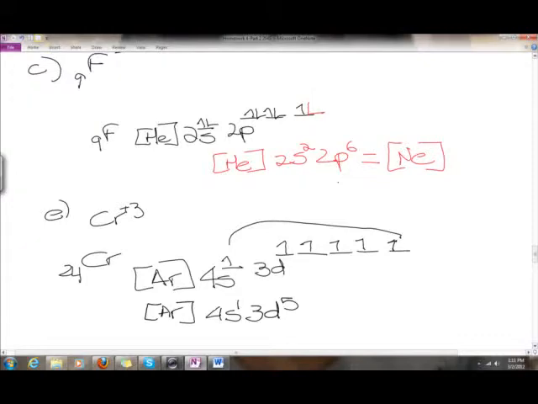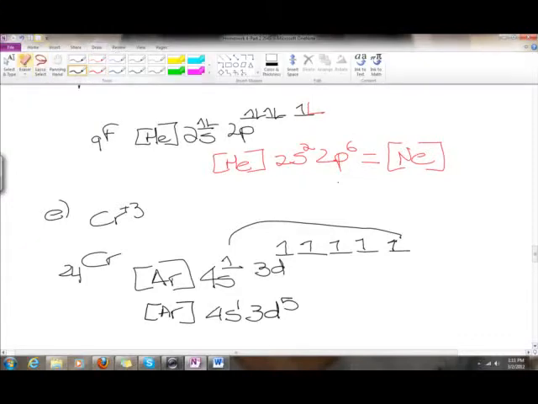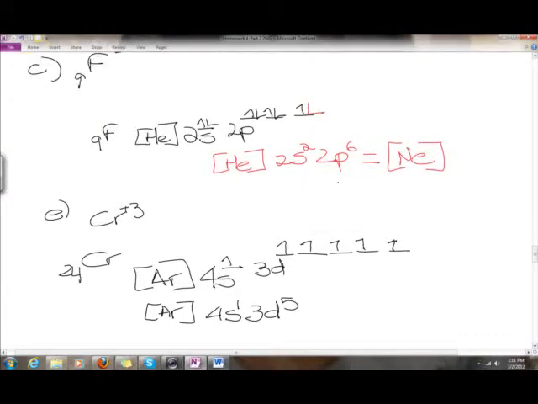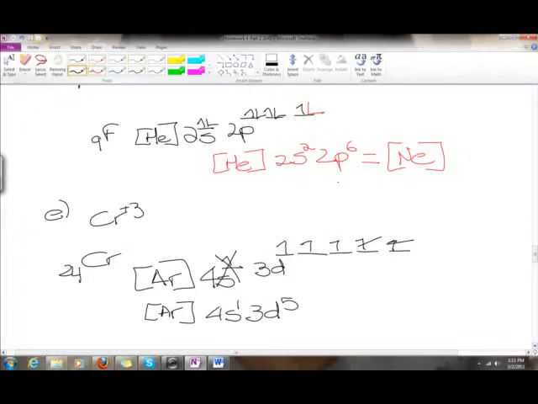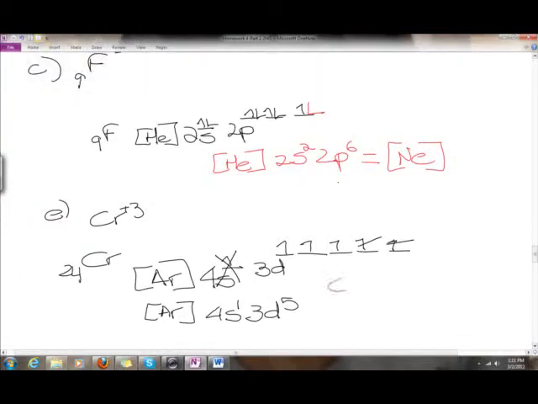So if we are going to lose, let me erase this for a second, if we are going to lose 3 electrons, the first one we lose is this one. Although it's difficult, we are losing 2 of each one. So it's 1, 2, and 3. So the electron configuration of chrome plus 3 would be argon, and 3d3.